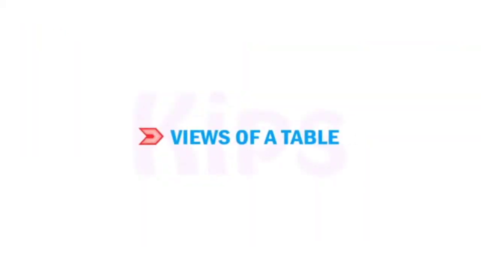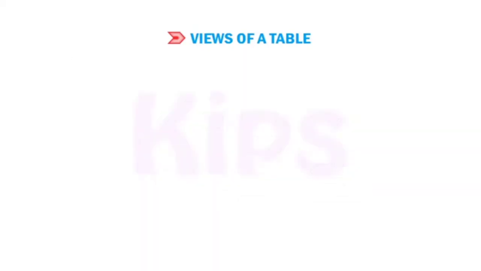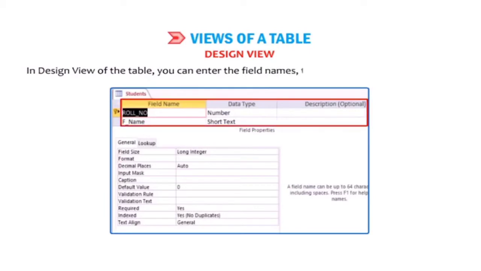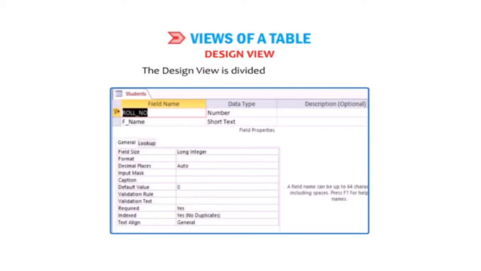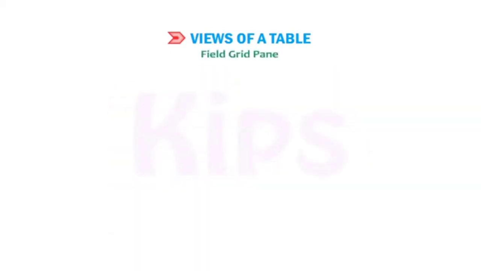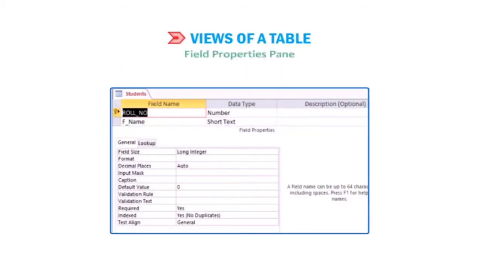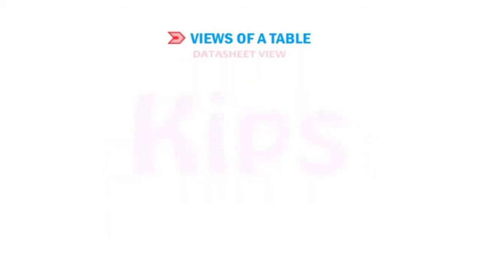Students, let us understand views of a table. You can work on a table in two views, Design View and Datasheet View. Design View. In Design View of the table, you can enter the field names, their data types and description. The Design View is divided into two parts. Field Grid pane. In this pane, you can define the field names, their data types and description. Field Properties pane. This section is used to set properties for the fields defined in the table.